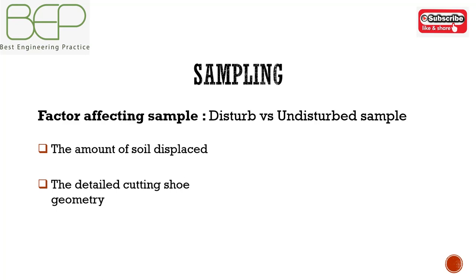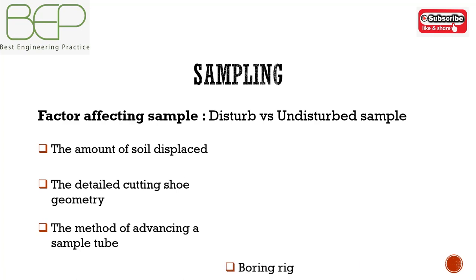The method of advancing a sample tube has an effect on disturbance. Push tubes are better than driven tubes. Block samples hand cut from pits tend to be less disturbed because disturbance caused by the boring rig is avoided. However, it is difficult to take block samples at depth in soft clay or below the water table.